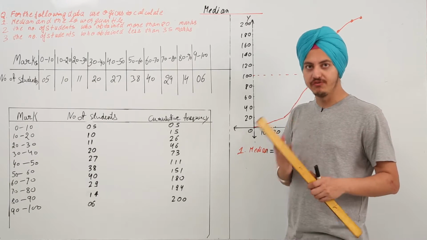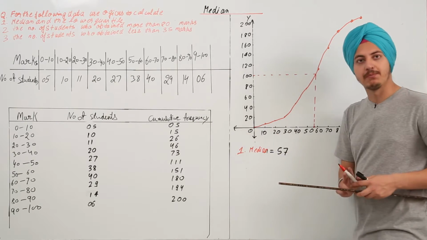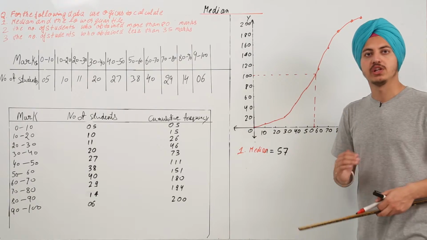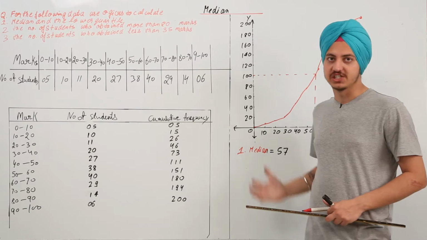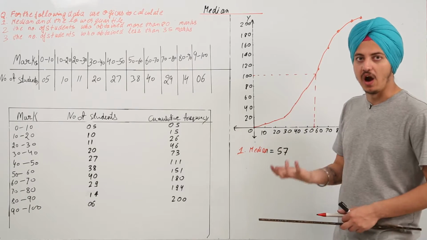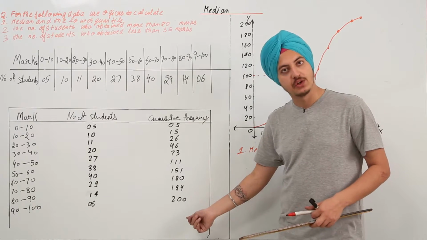That was n by 4, right? So what is n by 4 for this? 200 by 4. I am doing the calculations orally because I don't have space to write them out. You have to write each and every step out, okay? I am just telling you how to do it. So n by 4 is equal to 50.